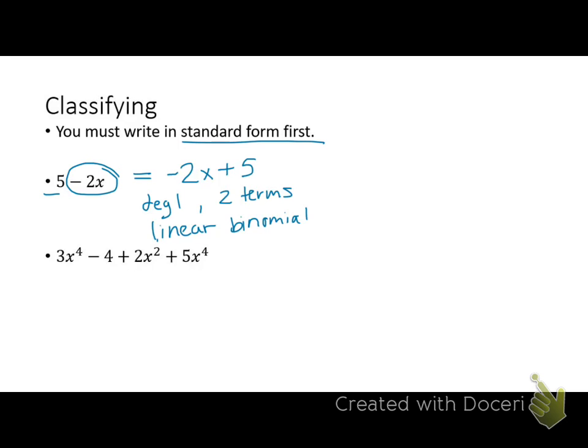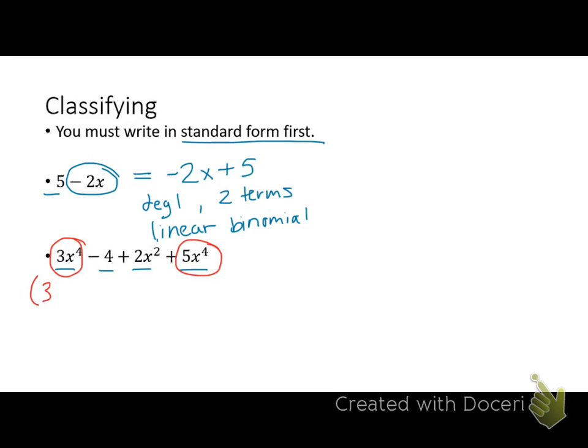Okay, so if you look at the next example, I have 4 terms right now, but I'm not in standard form. So I actually can't decide how many of what I have. I first have to go and write it in standard form. So standard form says, if I have these pieces that are of the same degree, I have to combine them together. Okay? So in order to combine them, I have 3x to the 4th and 5x to the 4th.